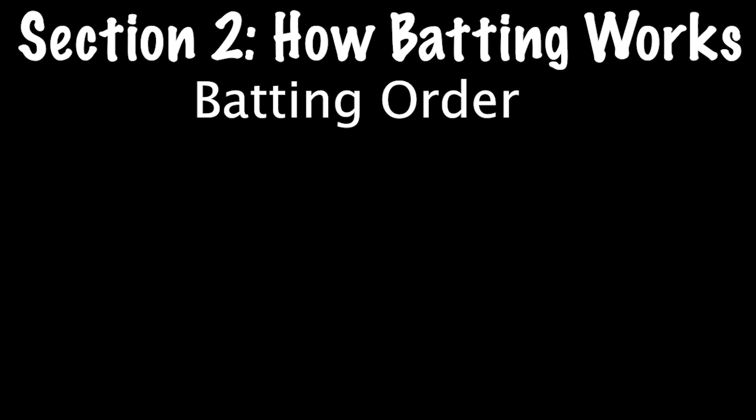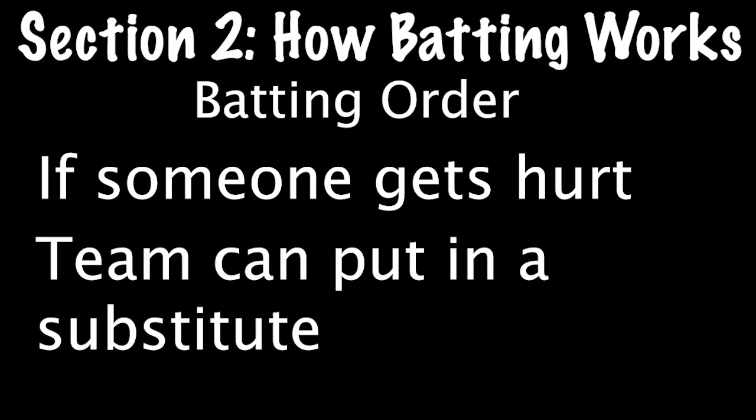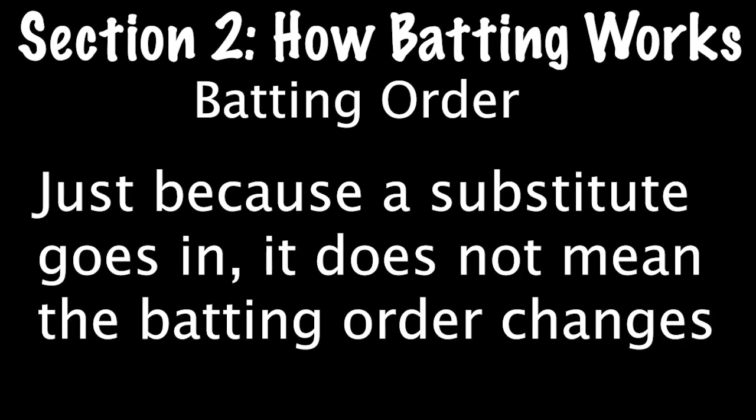Now, let's say, for example, someone on the team gets hurt, right? I'm just using that as an example. What a team can do is put in what's called a substitute. So that substitute will go in for that player. But keep in mind, though, that just because the substitute goes in does not mean that the batting order changes.